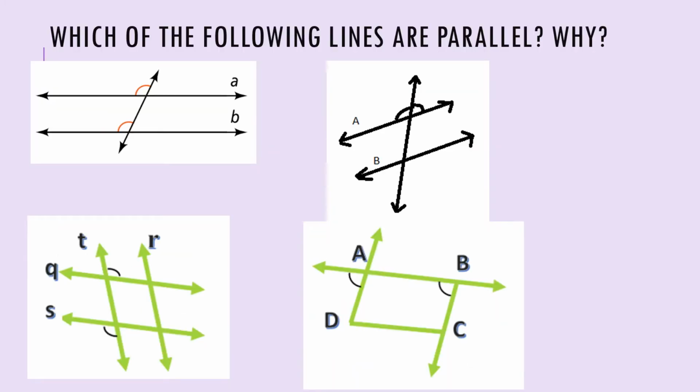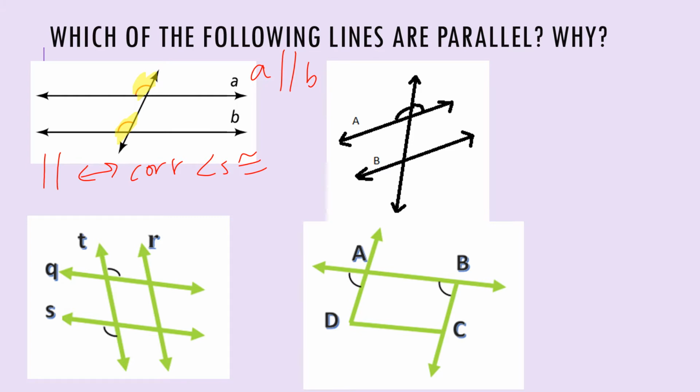So which of the following lines are parallel and why? For the first one, we have this angle is congruent to this angle. Those two angles are corresponding angles. So that means that they're parallel because corresponding angles are congruent. So A is parallel to B.